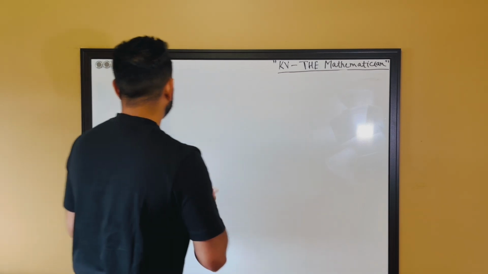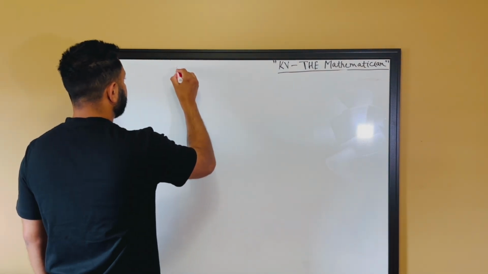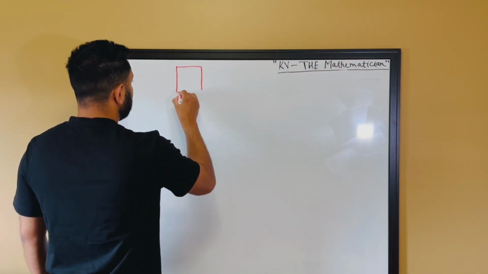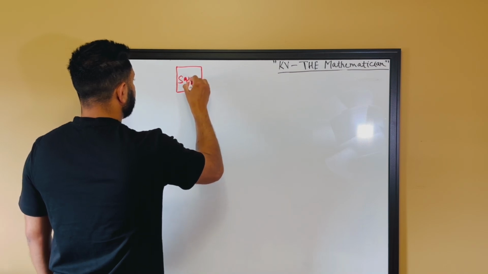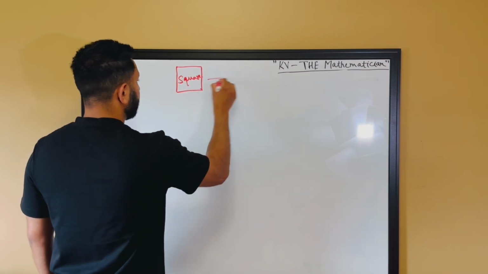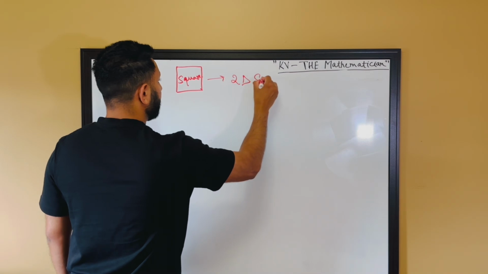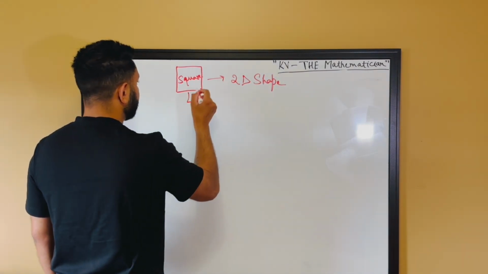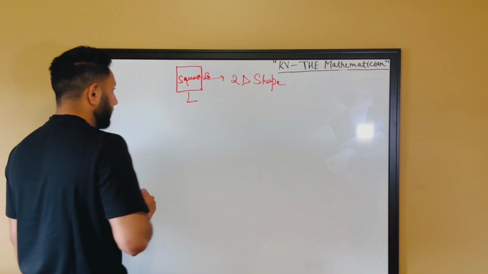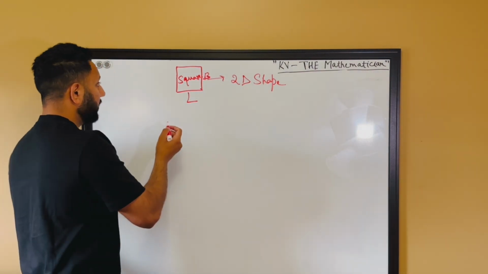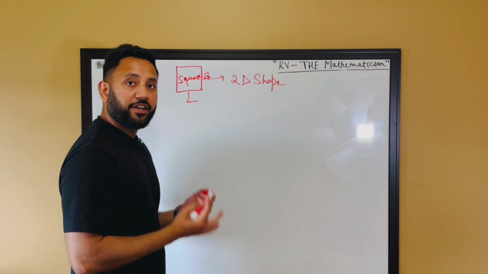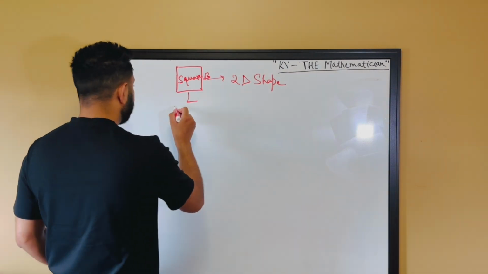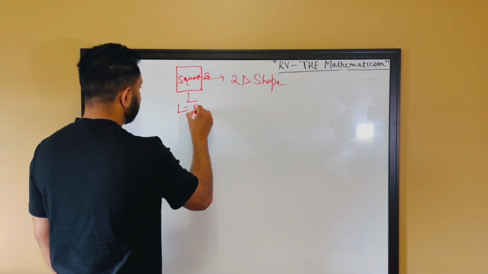So let's take an example of square. This is a square and it is a 2D shape. Why is it called a 2D shape? Because it has two dimensions, that is length and breadth. As all the sides of the square are equal, we can assume length and breadth as A.